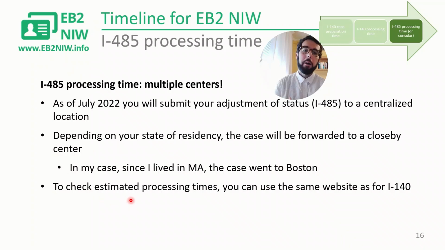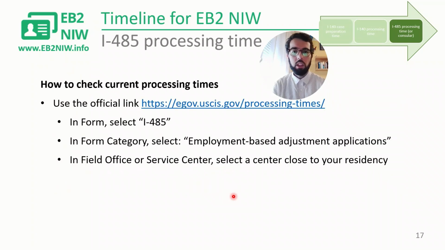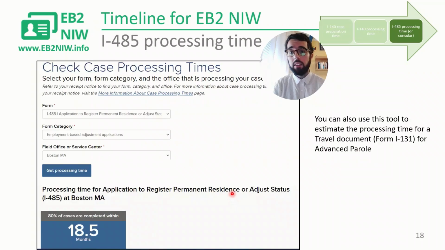So check estimated processing times using the same website that I gave for I-140, which is this link. I'll leave it in the description below. And this is the screenshot where you would select I-485, employment-based adjustment applications, and then in this case, as an example, I chose Boston, but you will see that there are a lot of offices, and then you hit Get Processing Time, and then you get the estimate. Again, that's 80% of the cases from the previous 6 months completed within that time frame.